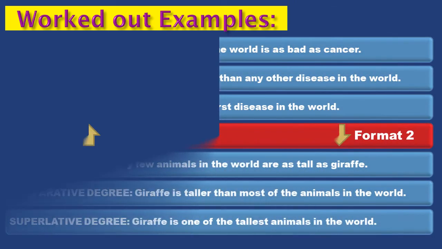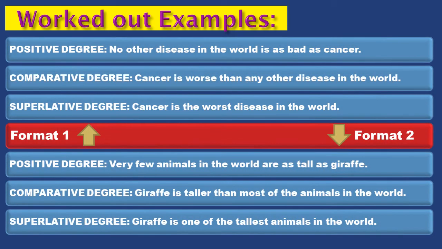Now let us see two worked out examples in two different formats. The first one is in format 1 that starts with no other. No other disease in the world is as bad as cancer. So the comparative degree according to our format is: cancer is worse than any other. Remember, I said if there is no other in the positive degree, we have to use than any other in the comparative degree. So your sentence will read as: cancer is worse than any other disease in the world. Superlative degree will be: cancer is the worst disease in the world.